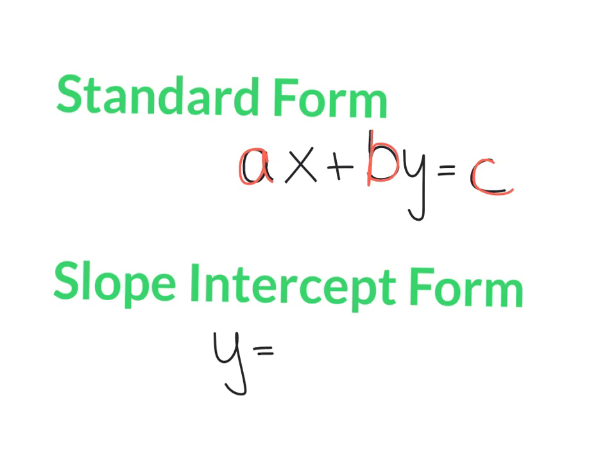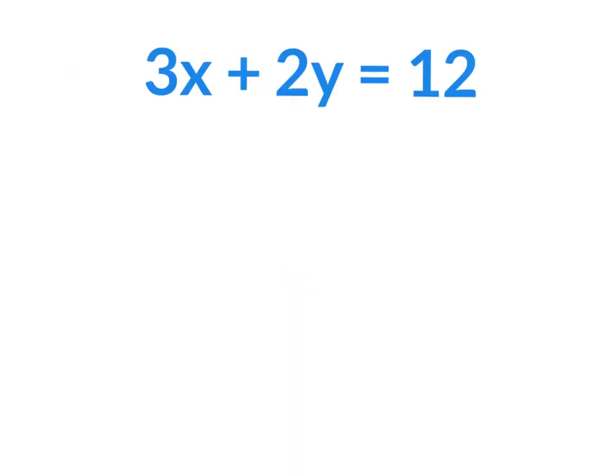Slope-intercept is my favorite form of a line. It's y equals mx plus b. It's my favorite form because it's so much easier to graph a line when it's written in this format. So m is the slope and b is where it crosses the y-axis. I'll show you how to do that.